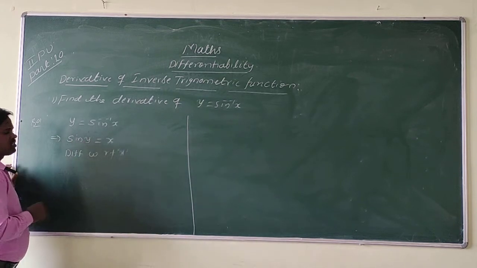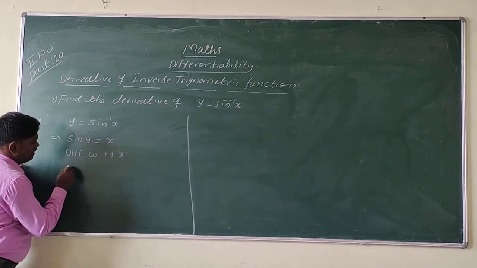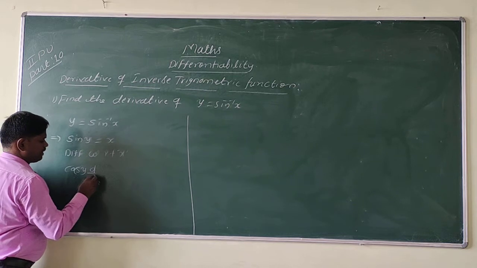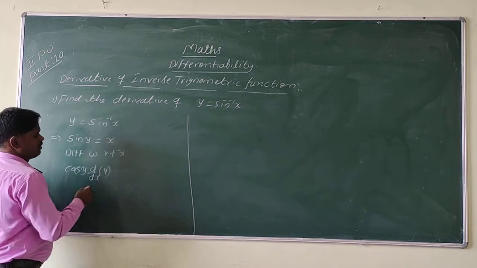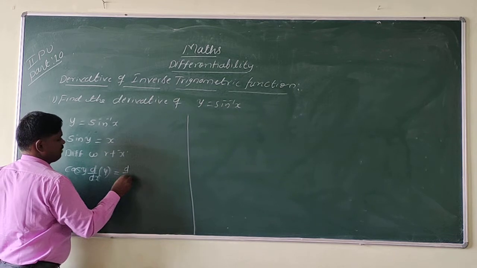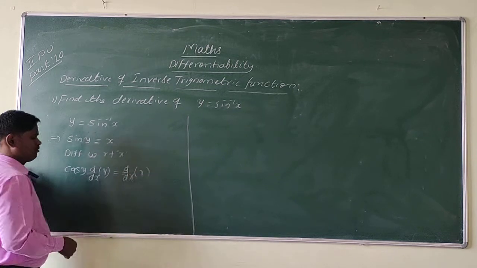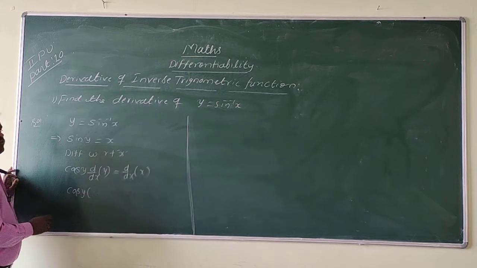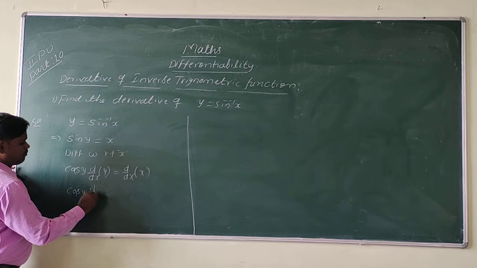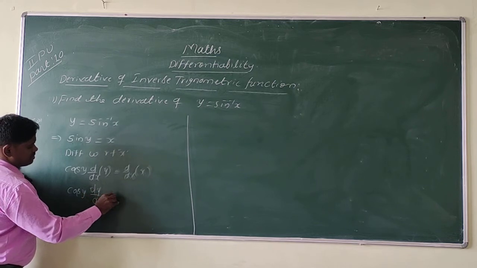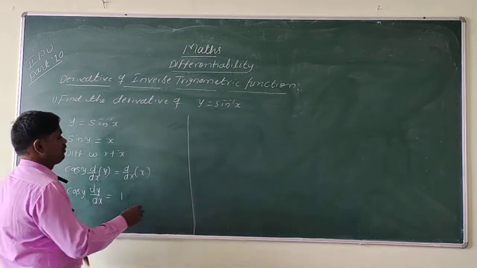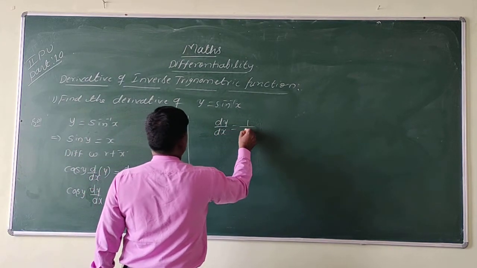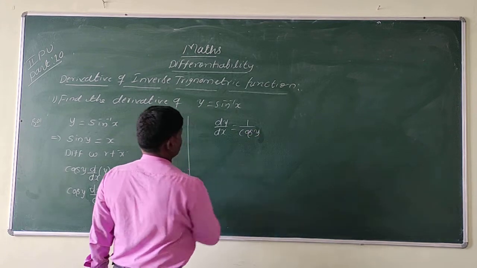Differentiation of sine y is cos y into d by dx of y, which is equal to d by dx of x. So cos y into the derivative of y with respect to x, dy by dx, is equal to 1. Therefore dy by dx is equal to 1 by cos y.